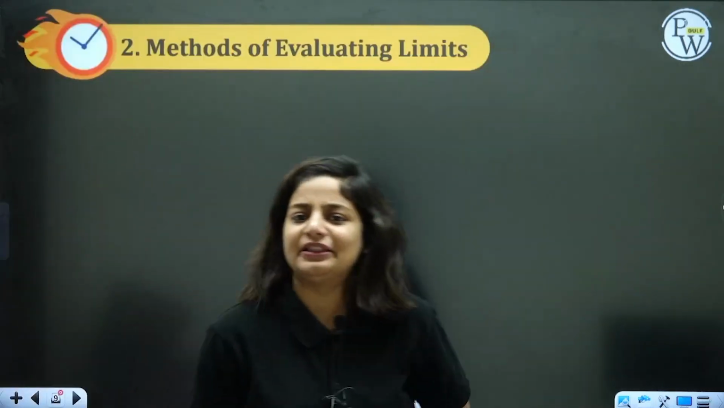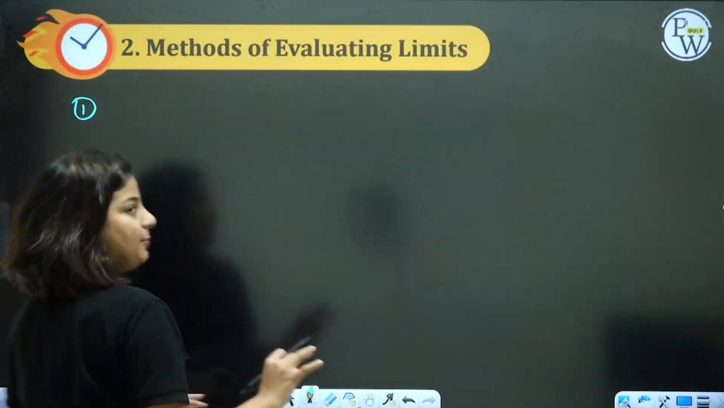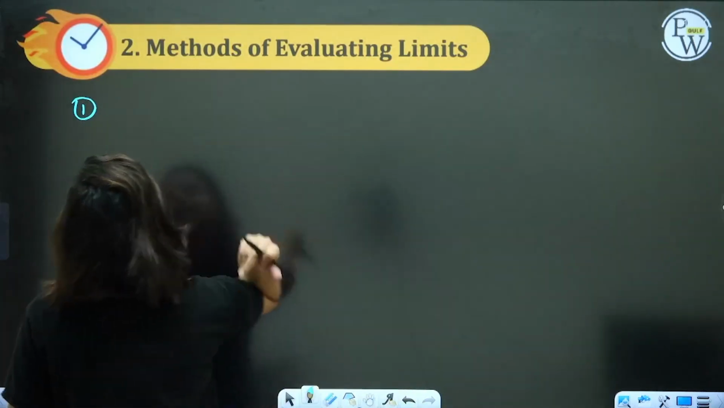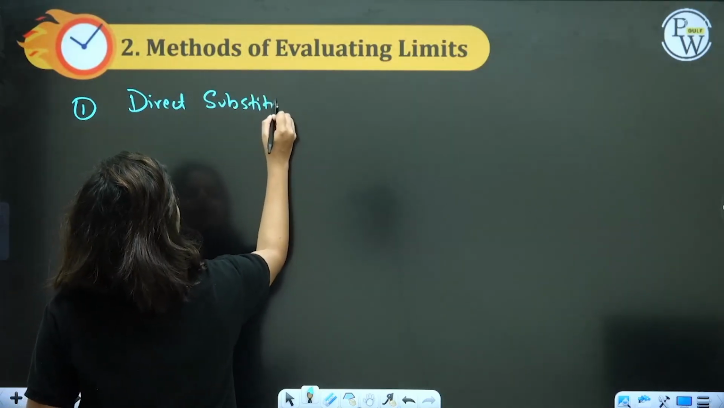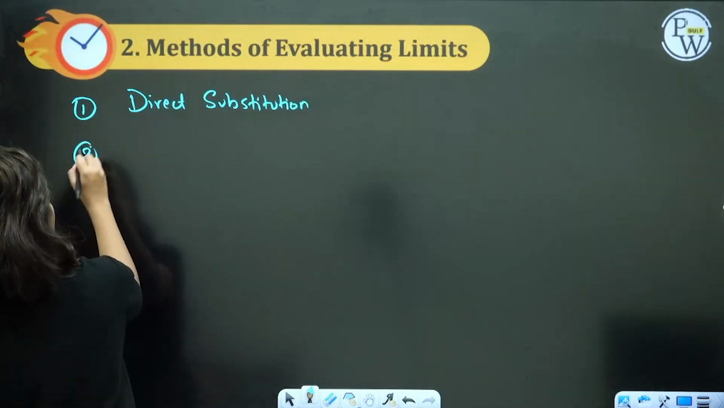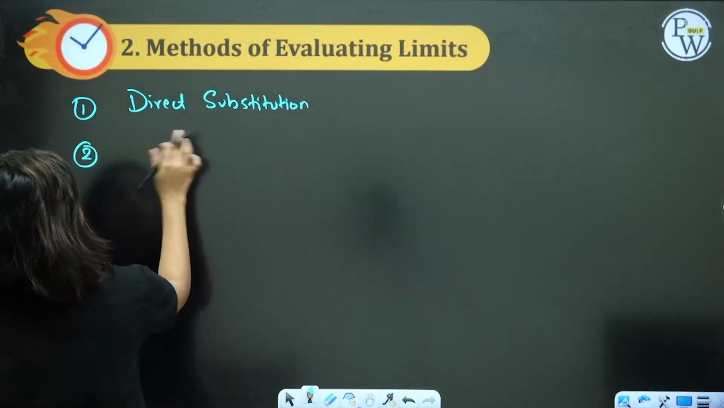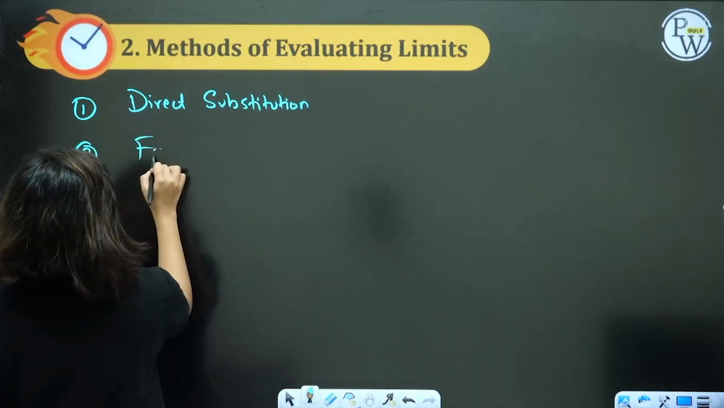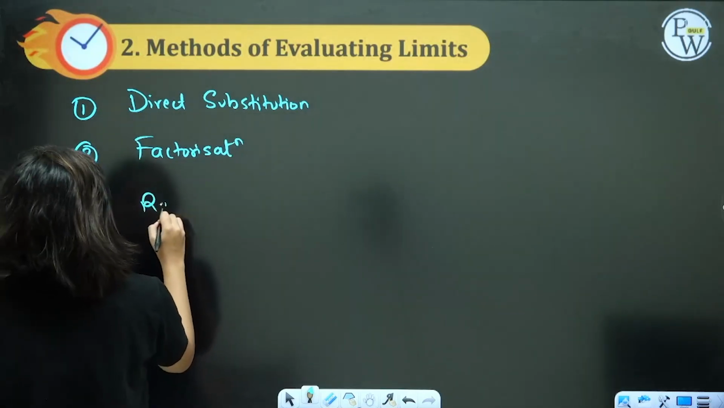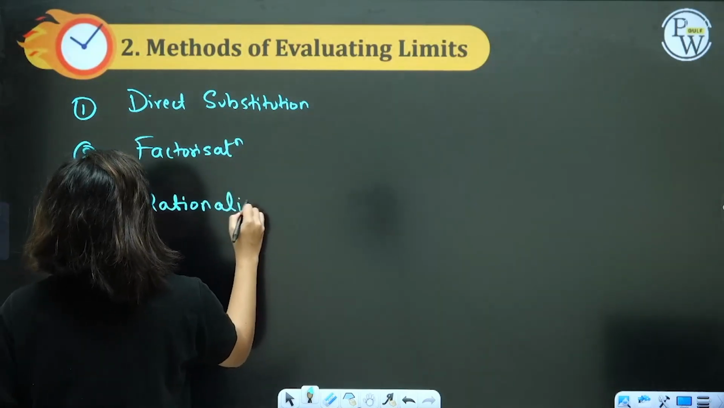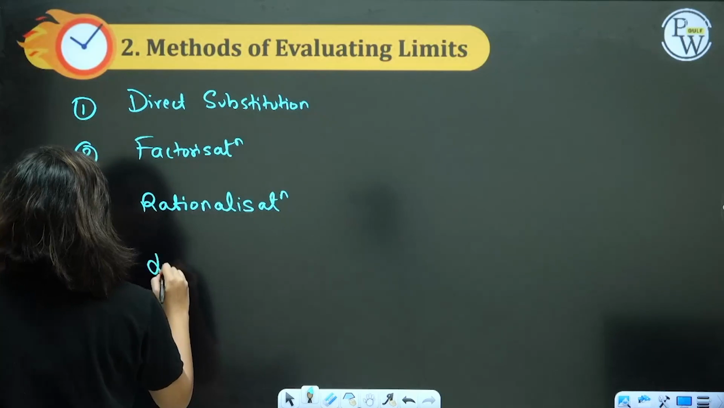Let's talk about the different methods of evaluating limits. There are 4 methods of evaluating limits, from your textbook perspective. First one is direct substitution, wherein you don't have to think left and right, just directly substitute the limiting value and get the answer, just like your previous question. Second method is factorization. Third method, rationalization. In some of the questions where roots are involved, we will go with rationalization. Fourth method, limits to infinity.